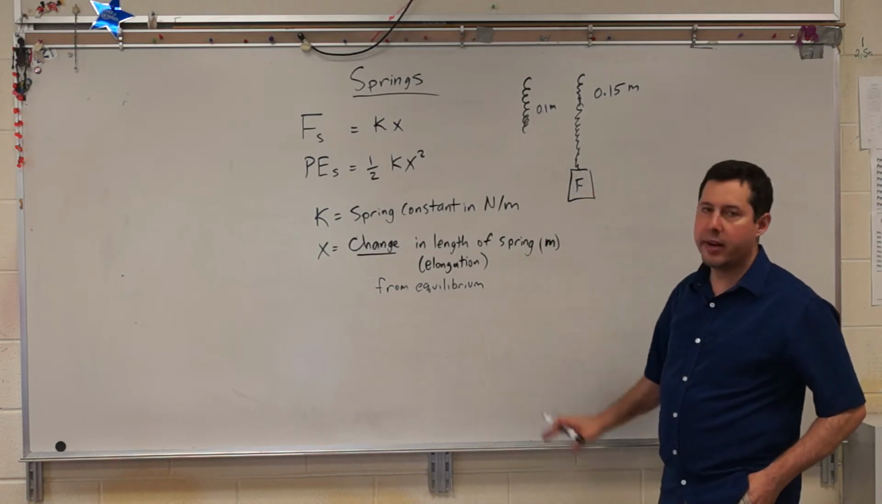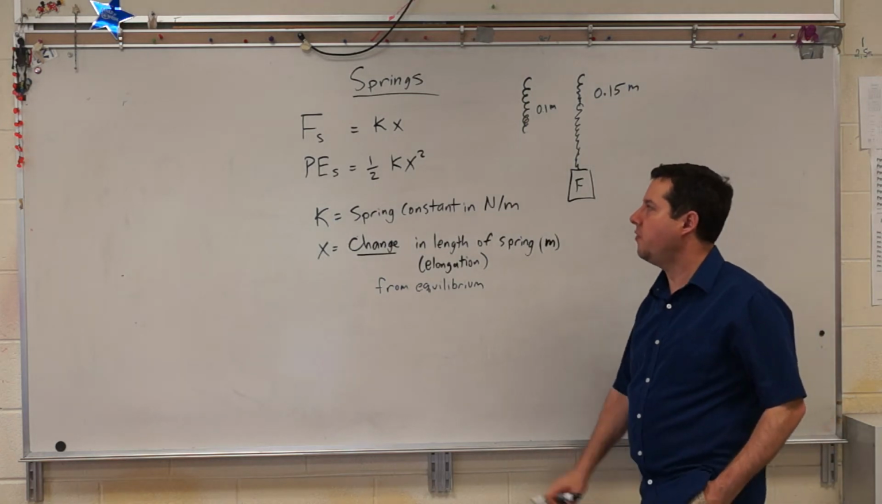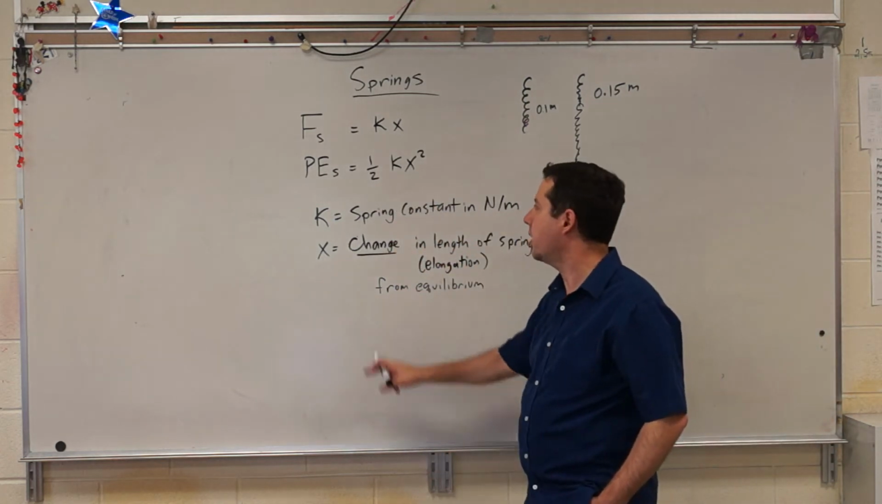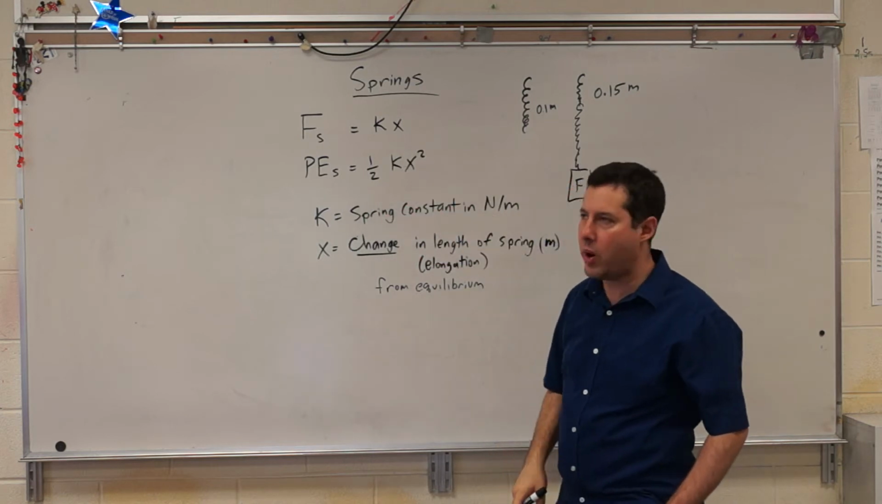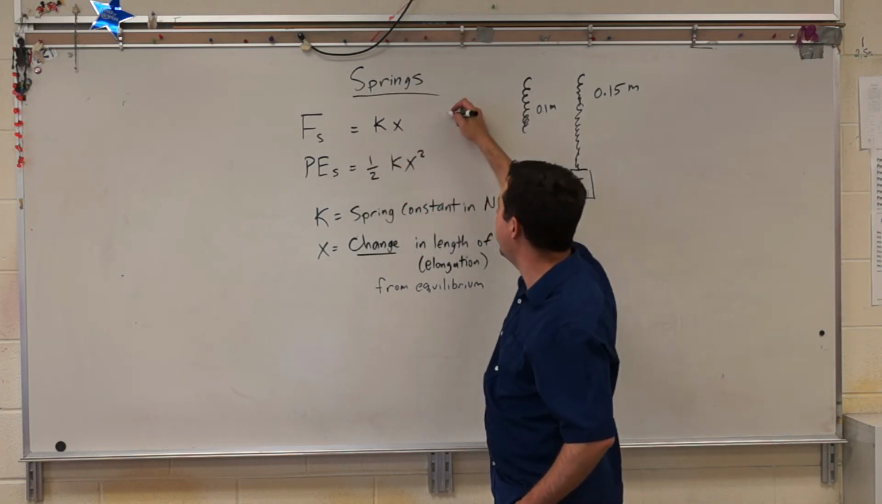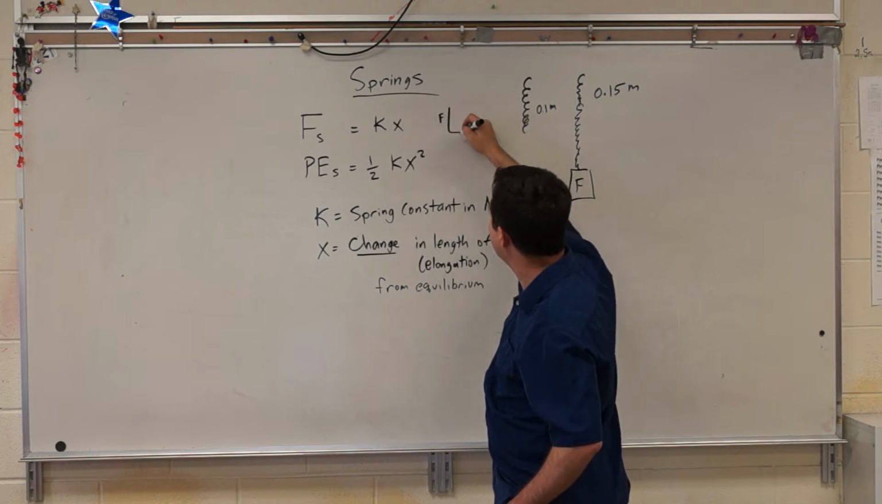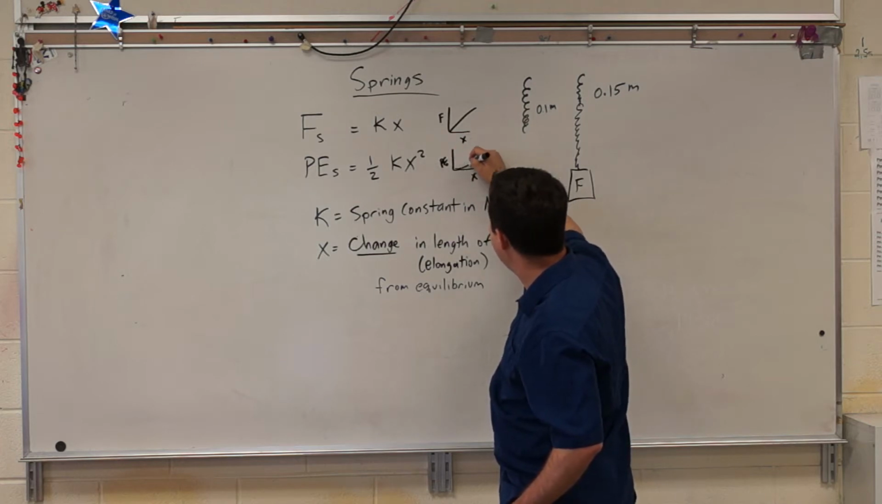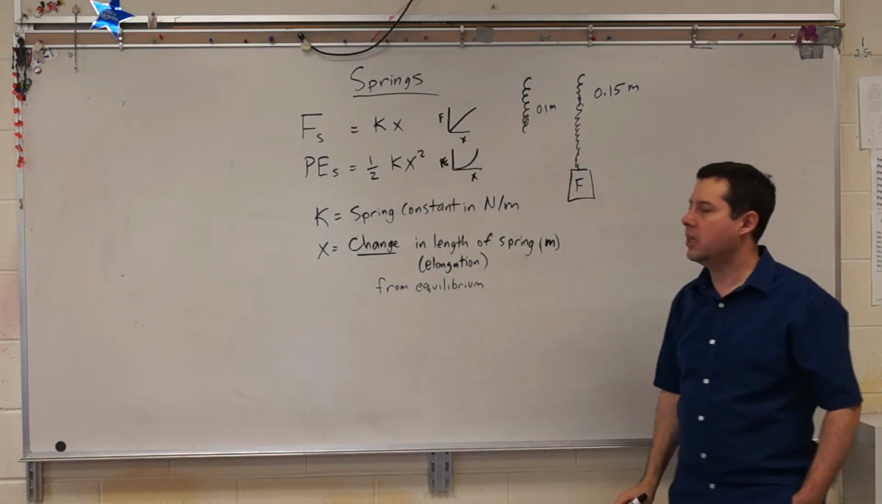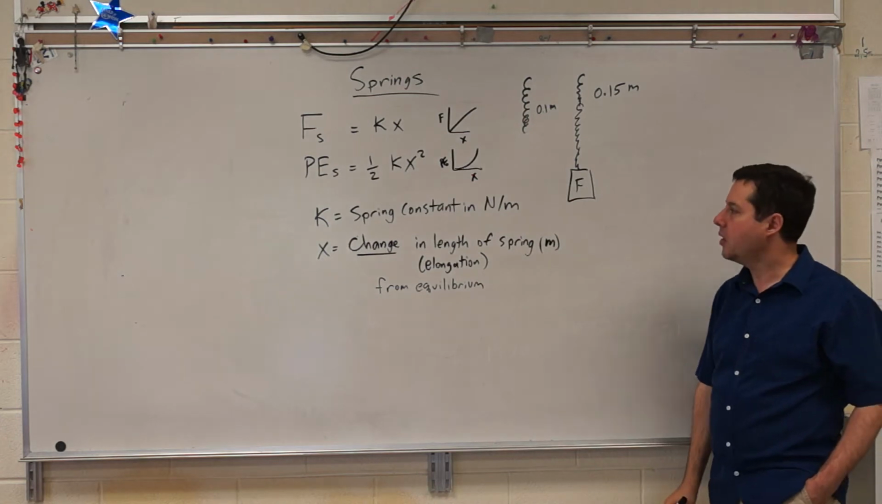Now, these same variables can actually be used also to figure out the potential energy of a spring. We can say the potential energy of a spring is 1/2 kx squared. So you'll see that force in x has a linear relationship, but potential energy in x has a quadratic relationship that goes with the x squared.